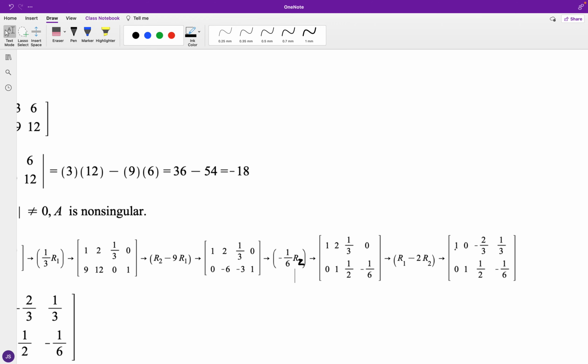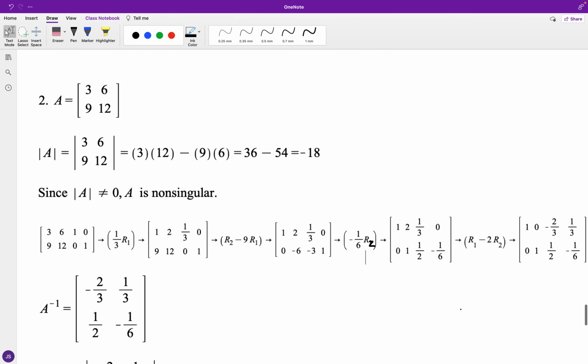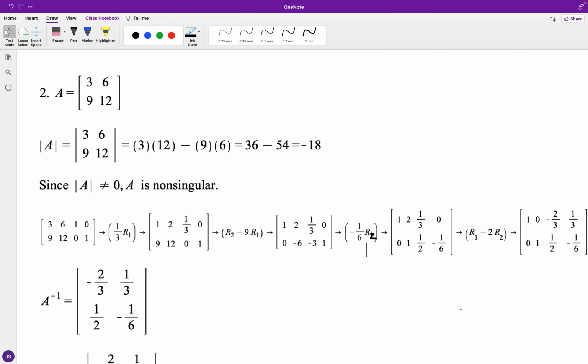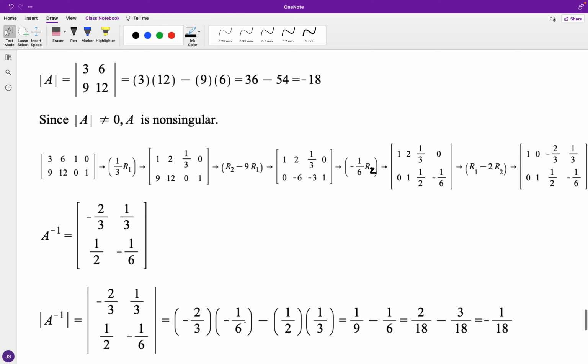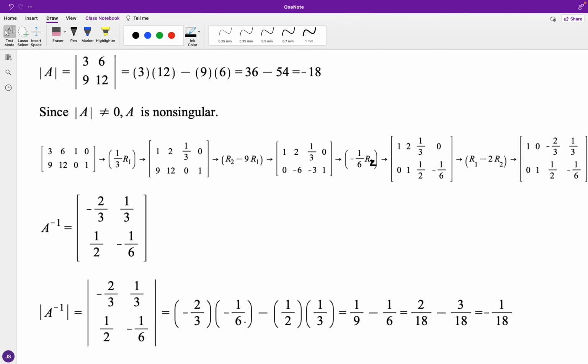If you notice, the left half is now the identity, and the elements to the right make up the inverse elements. So the inverse of matrix A has negative 2/3 and 1/3 in the top row, and 1/2 and negative 1/6 in the bottom row. Looking for the determinant of the inverse, I take the diagonal products: negative 2/3 times negative 1/6, minus the product of 1/2 and 1/3. This comes out to 1/9 minus 1/6, which is 2/18 minus 3/18, equal to negative 1/18.